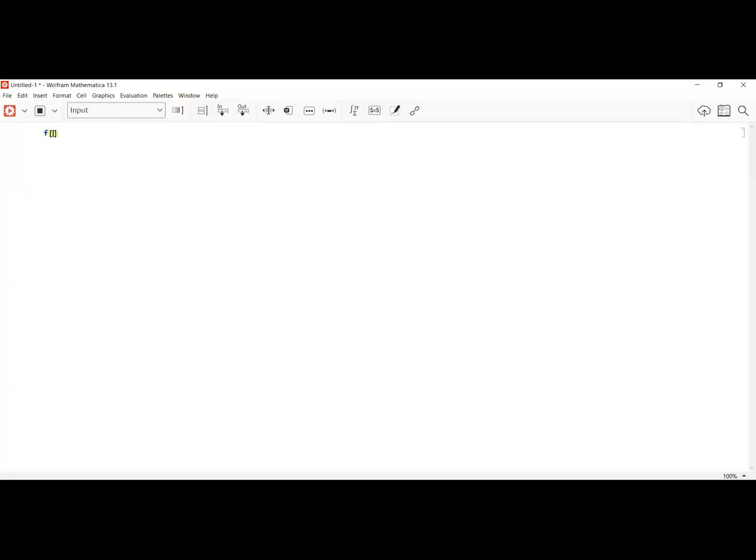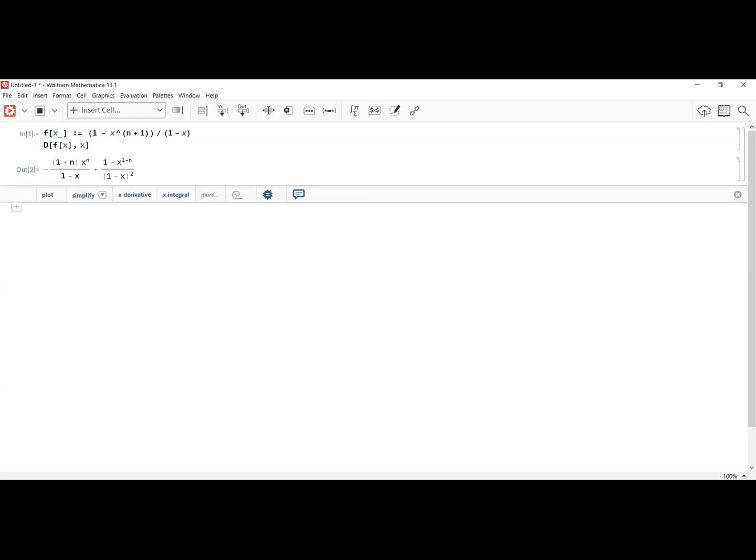So I like using Mathematica. I'll define f of x to be 1 minus x to the n plus 1 divided by 1 minus x. Is this large enough that people can see? It's a little bit hard for me to use the newest version of Mathematica. It's automatically putting in parentheses and whatnot. It's wonderful, but when you're used to putting in the parentheses, it's very easy to have too many. So now I'll just take the derivative of f of x with respect to x. And there we go. This is how you do differentiation in the 21st century. You don't do it by hand.